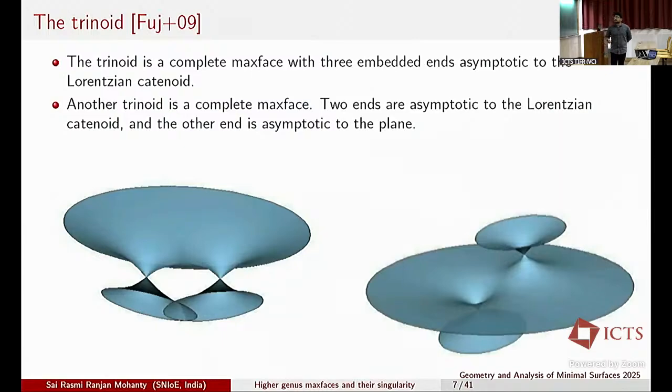So similarly, Fujimori et al. also provide two examples. Both are trinoids, but the first one contains three catenoidal ends. Here, this is the one, and the second and third ends are all catenoid ends. But in this surface, there are two catenoid ends and one planar end. And both these surfaces are complete Max spaces.